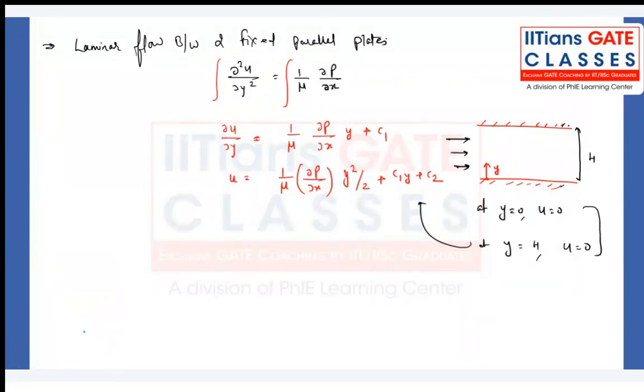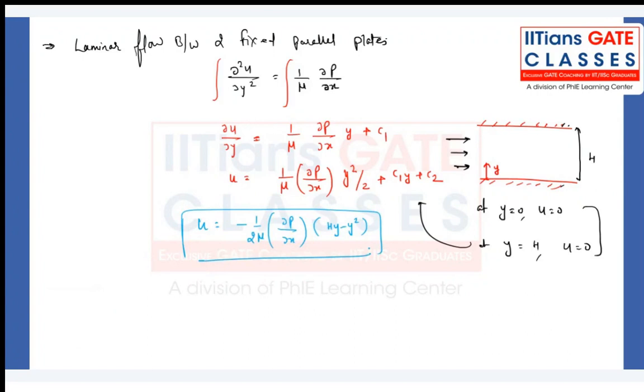So when you put those values, you will be getting C1 and C2, and you can get them very easily. I'm directly writing the formula: u equals 1 upon 2 mu dou p by dou x times (hy minus y square). So once again, you are getting the parabolic variation.